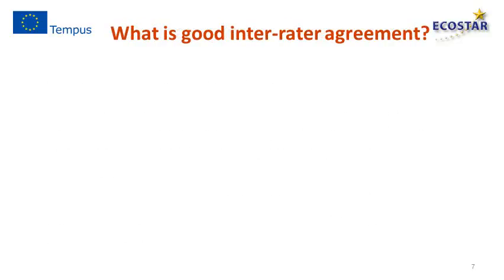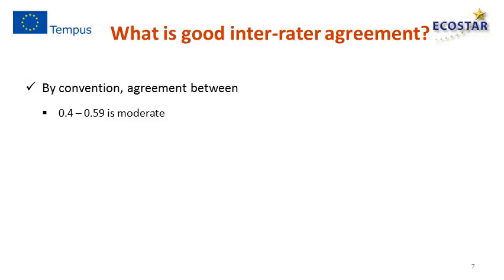So now that you've done all your calculations, what is good inter-rater agreement and what is not so good inter-rater agreement? This is just by convention. There's no hard and fast rules anywhere, okay? But consensus among measurement people says that an agreement between 0.4 to 0.59 is moderate, between 0.6 to 0.79 is substantial, and anything over 0.8 is outstanding agreement.